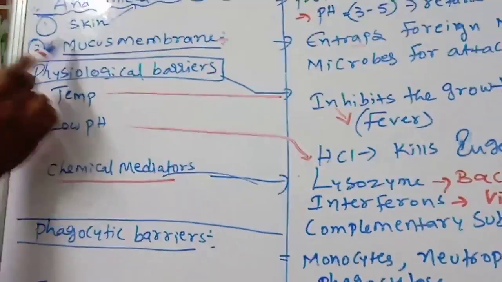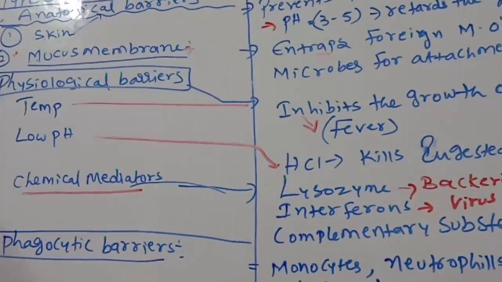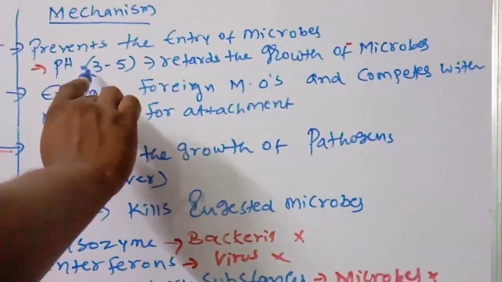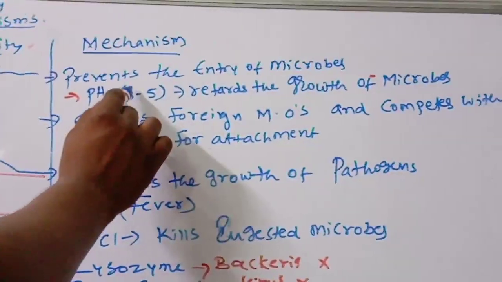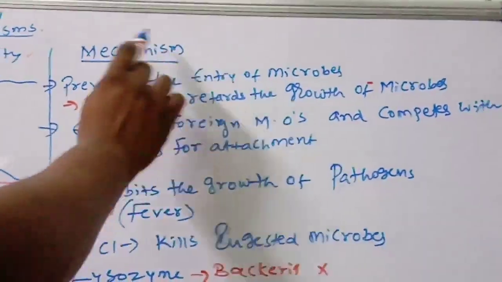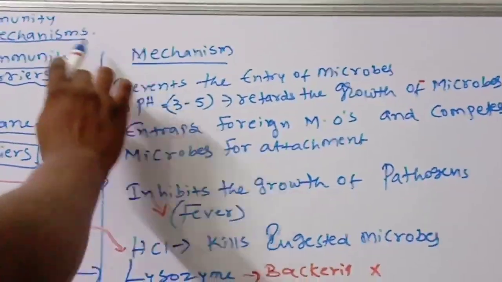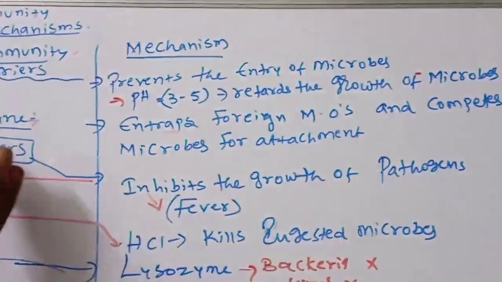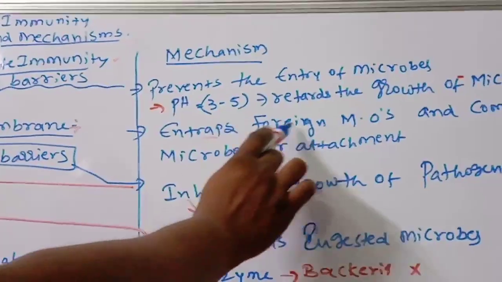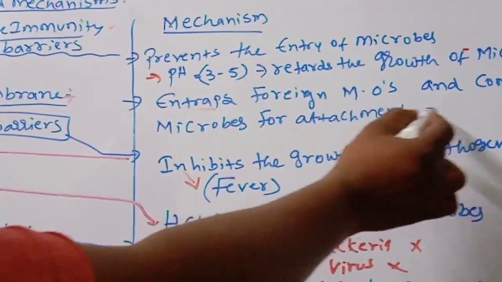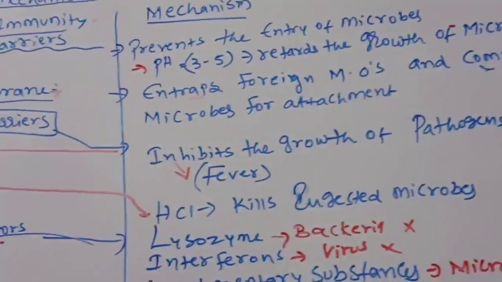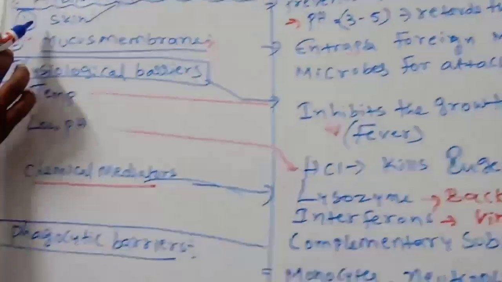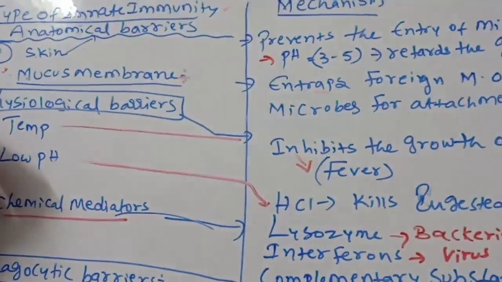Anatomical barriers: skin and mucous membrane. The skin prevents the entry of microbes. The low pH, HCl, and sweat retard the growth of microbes. That's why skin comes under innate immunity. It prevents the entry of microbes, meaning microbes cannot enter. Mucous membrane entraps the foreign microorganisms and competes. Compete means it will not allow that microbe to bind for attachment. That's why skin and mucous membrane are anatomical barriers.